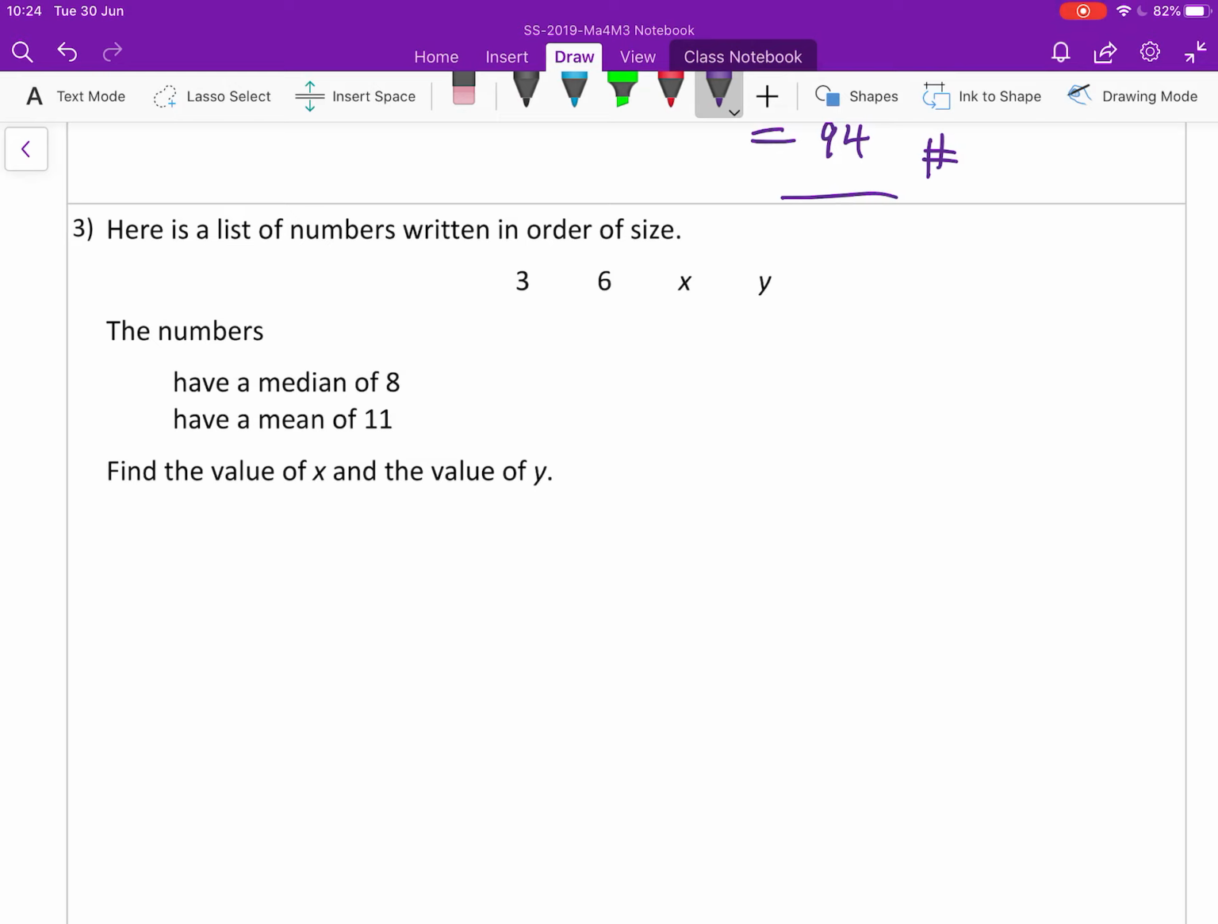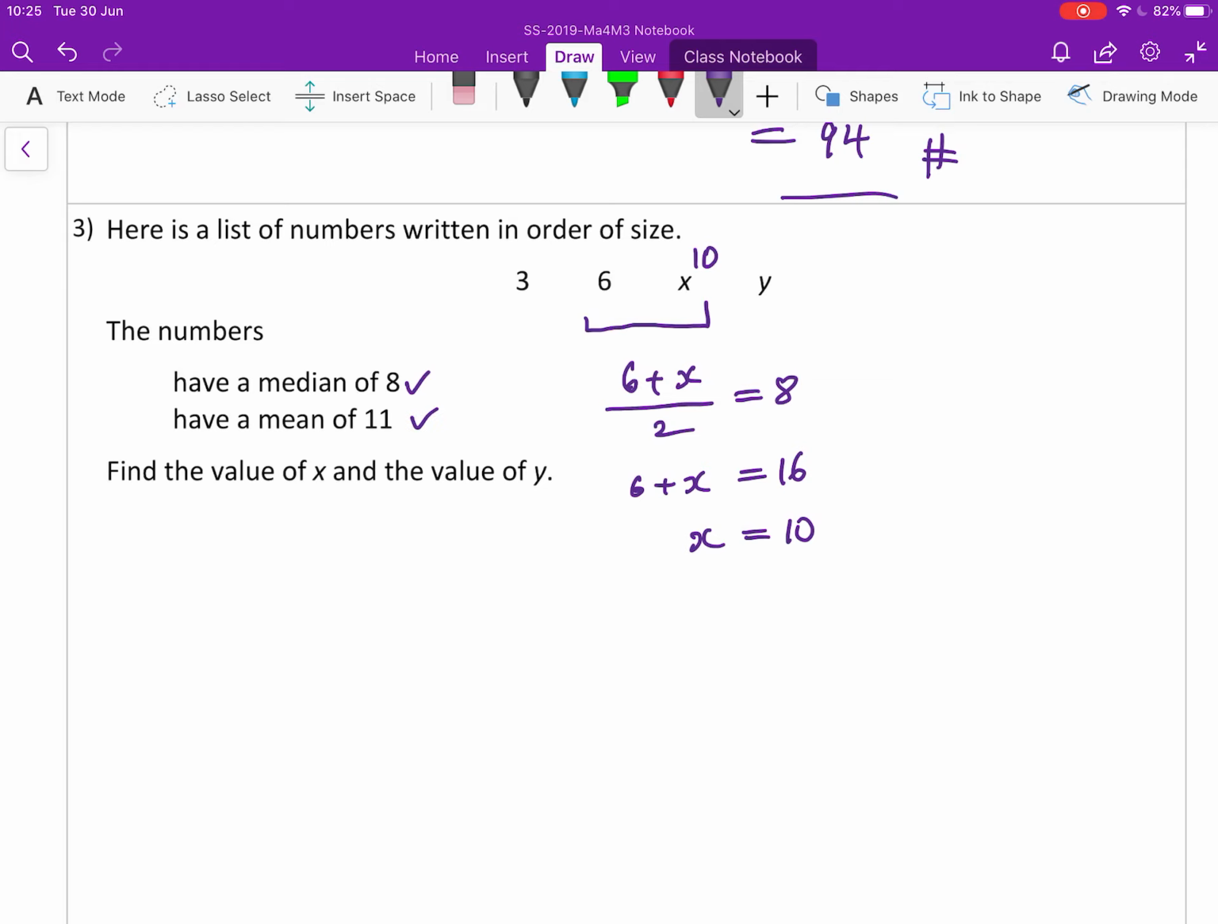This is quite easy. If the median is 8, the median must be in between the two middle numbers. So (6 plus X) divided by 2 must be equal to 8. So 6 plus X is equal to 16. X is equal to 10. That's quite easy. X is equal to 10 there.